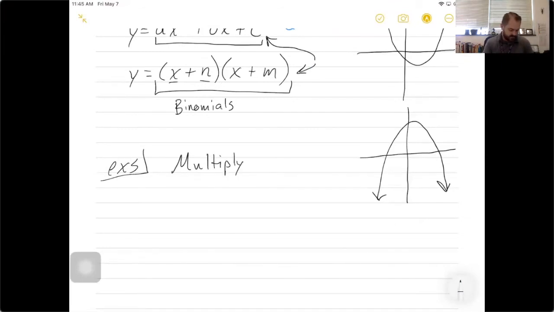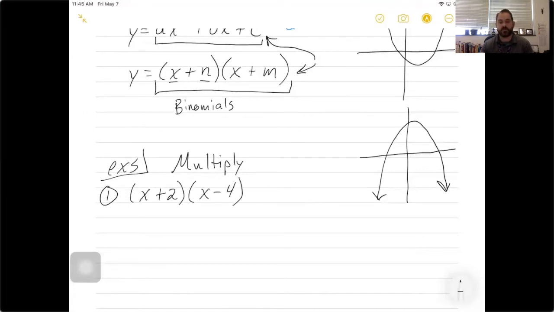All right, so the first example, we have something like this. Parentheses, x plus 2, parentheses, times parentheses, x minus 4. We're going to multiply those two together. What we have to do here is realize we're going to take both parts of the first parentheses times both parts of the second parentheses and combine all our like terms. We do this through distributing. We're still using the distributive property, but we're not just distributing one time, we're distributing twice.